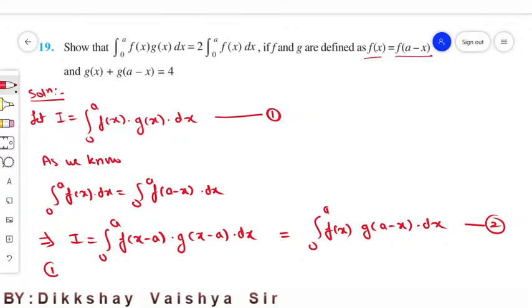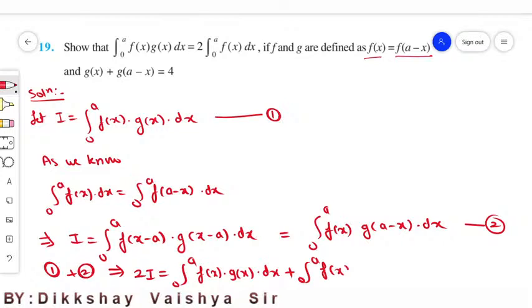Now 1 plus 2 implies I plus I, obviously, or I can write directly 2I. Integral 0 to a, what is equation 1? f of x g of x dx plus integral 0 to a f of x g of a minus x dx. Write it properly.